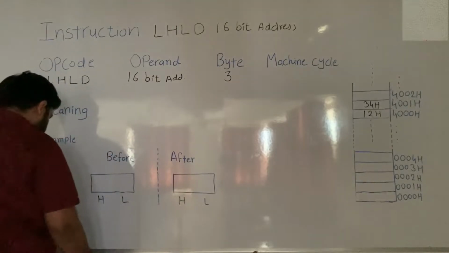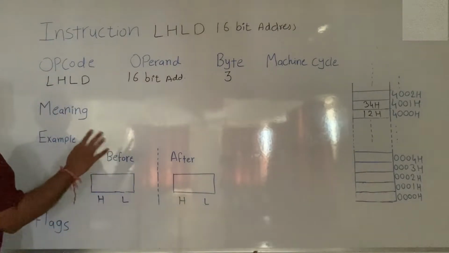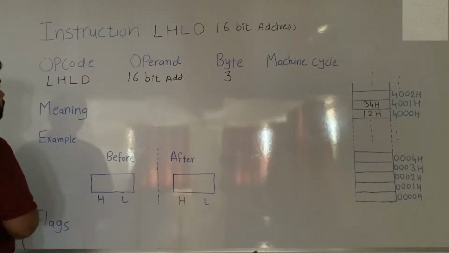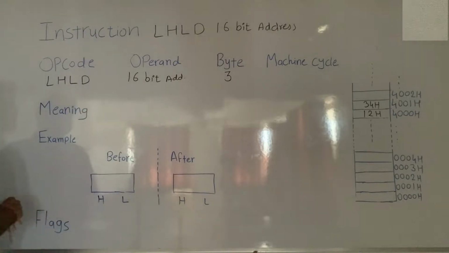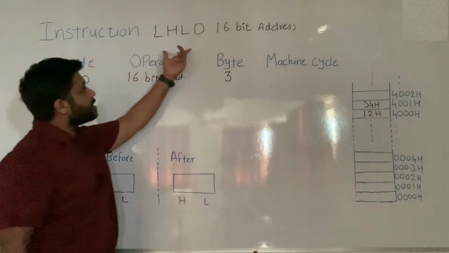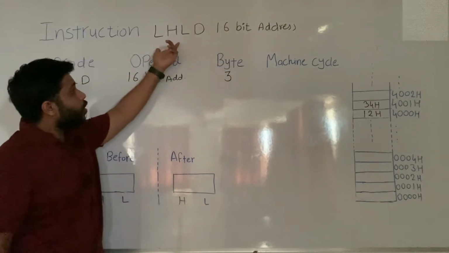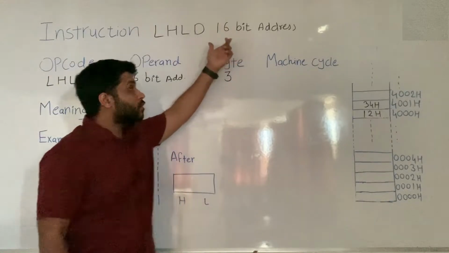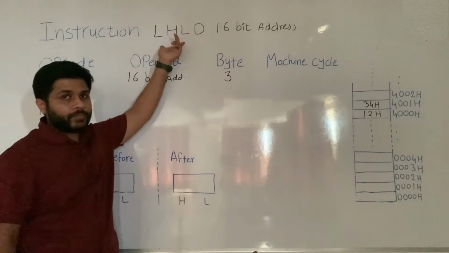Machine cycle, we will get to that a bit later. Let's first see the meaning of the instruction. Now LHLD 16-bit address means load the data from the 16-bit address to the HL pair.